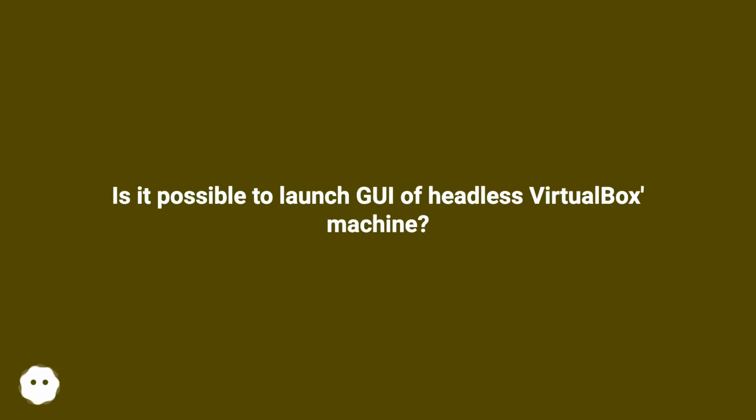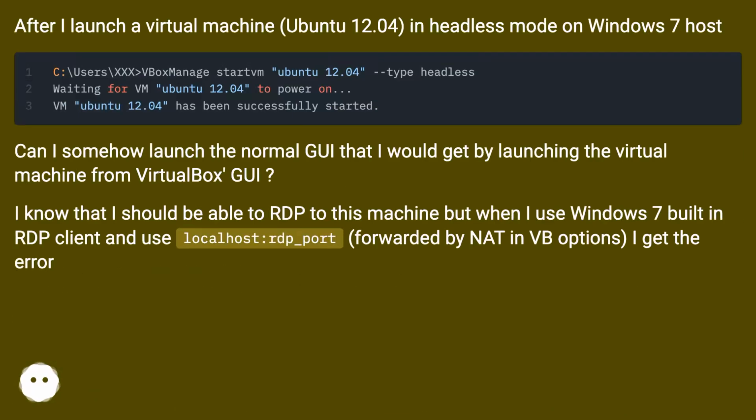Is it possible to launch the GUI of a headless VirtualBox machine? After I launch a virtual machine, Ubuntu 12.04, in headless mode on a Windows 7 host, can I somehow launch the normal GUI that I would get by launching the virtual machine from the VirtualBox GUI?